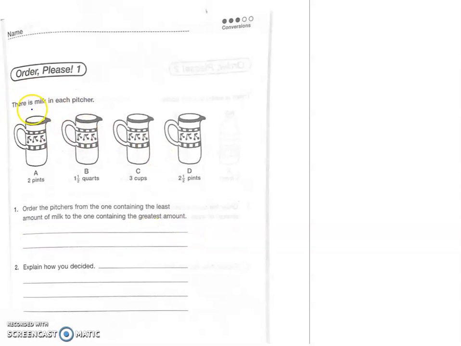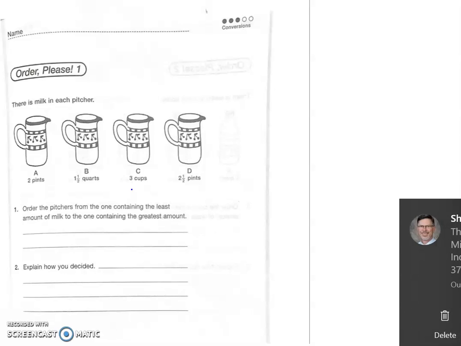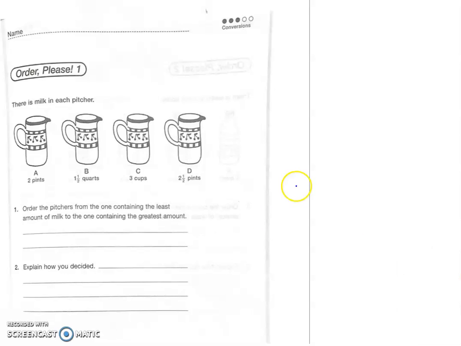So this first one's about milk in pitchers, and we're dealing with volume or capacity. And we've got pints, quarts, cups, and pints again. I think as fourth graders, there are other pages in this activity that deal with feet and yards and inches, which I think you guys probably know, right? Like there's 3 feet in a yard and there's 12 inches in a foot, so 36 inches.